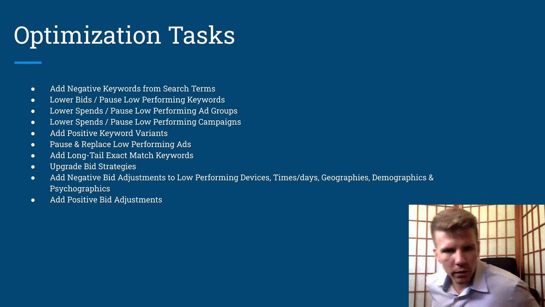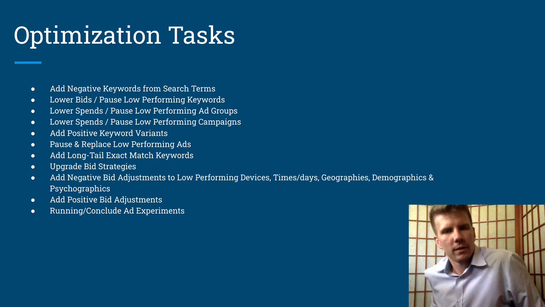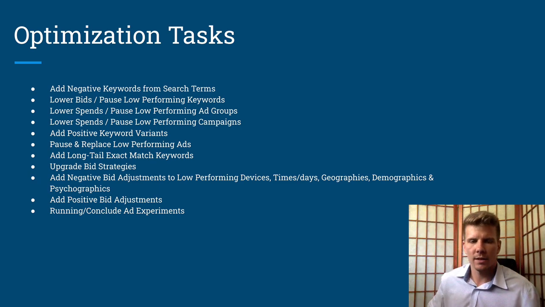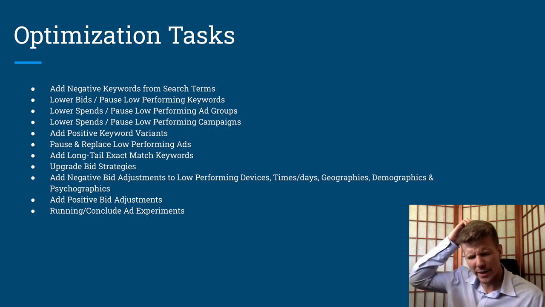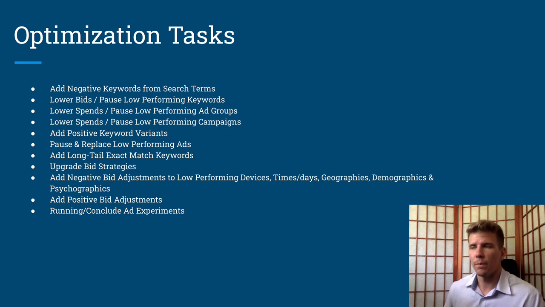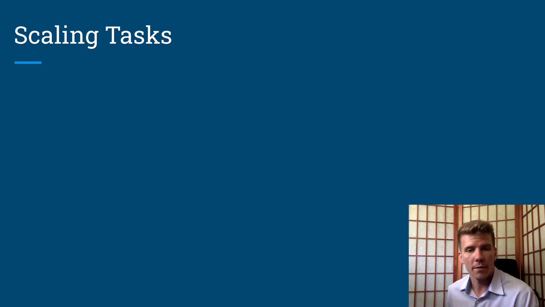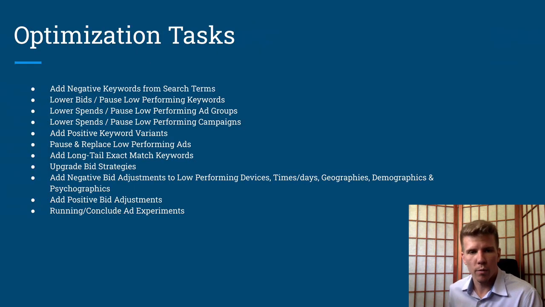Then running and concluding ad experiments. A good thing to do with an ad experiment is just testing upgrading your bid strategy. So if you go manual and you want to upgrade to maximize clicks enhanced, you can do another campaign as an experiment and just change the bid strategy on that and just run that for a while to see if it performs better. If it does, then just conclude that experiment. That's a good way to upgrade your bidding strategies.